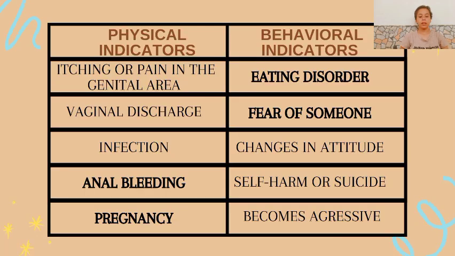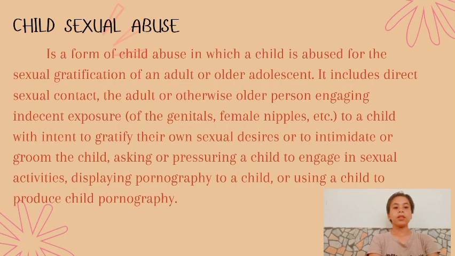The physical indicators of this act are itching or pain in the genital area, vaginal discharge, infection, anal bleeding, and pregnancy. And also, its behavioral indicators are eating disorders, fear of someone, changes in attitude, self harm or suicide attempts, and becomes aggressive. Child sexual abuse is a form of child abuse in which a child is abused for the sexual gratification of an adult or older adolescent.